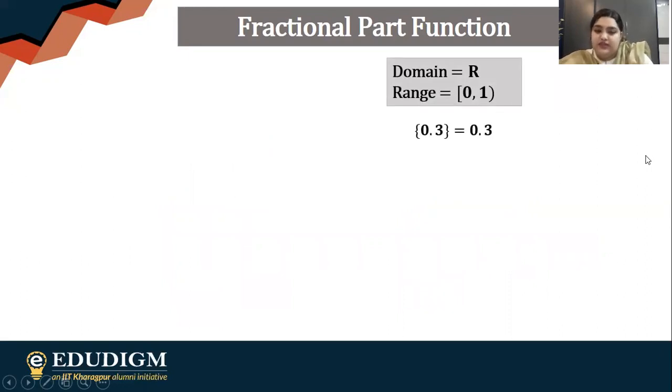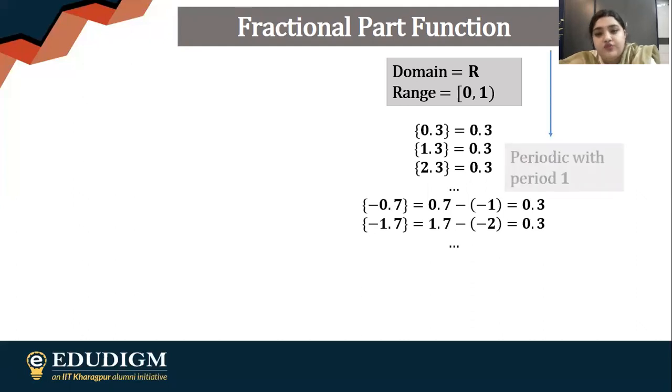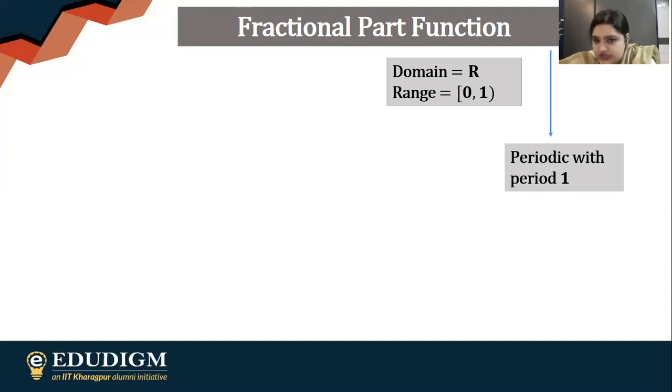Now let's look at one thing. This is very crucial. If you just have the input 0.3, the output will be 0.3. Talk about 1.3. This will be 1.3 minus 1, which is again 0.3. So building on that, you will see that it will keep on repeating after the value 1. So this is periodic with period 1. Now that we understand the domain and the range, this is the periodicity that we need to explore here.